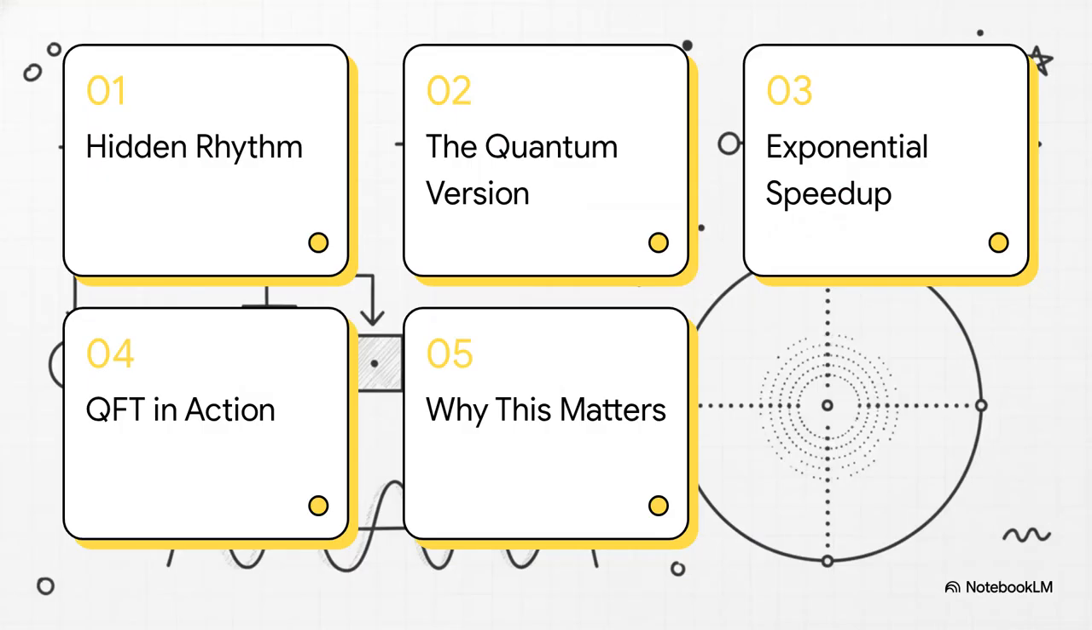All right, so here's our game plan. First, we'll get a handle on the classical idea of finding these rhythms. Then we'll jump into the quantum world to see its supercharged upgrade, the QFT. After that, we'll talk about its mind-blowing speed, see its most famous trick with Shor's algorithm, and then wrap up with why this one tool really changes everything.